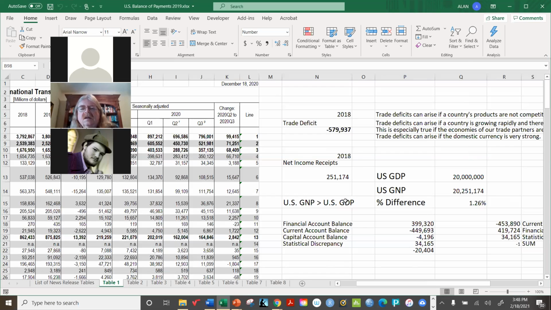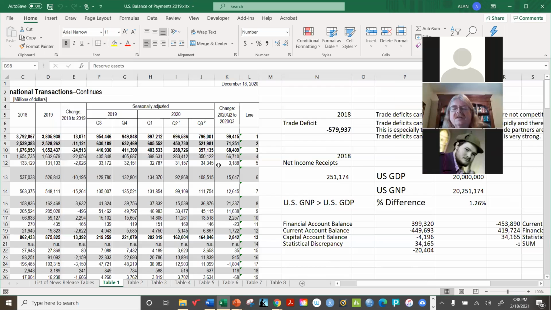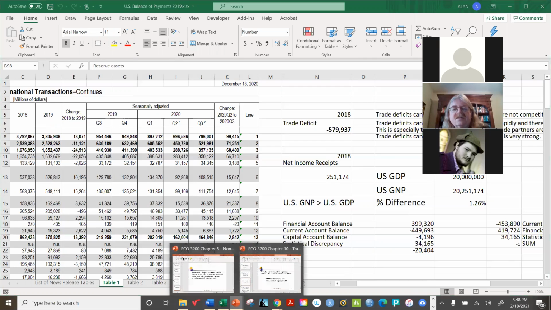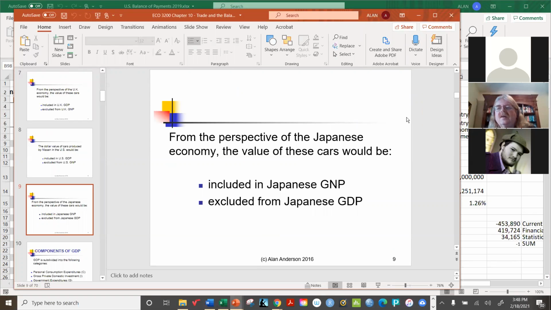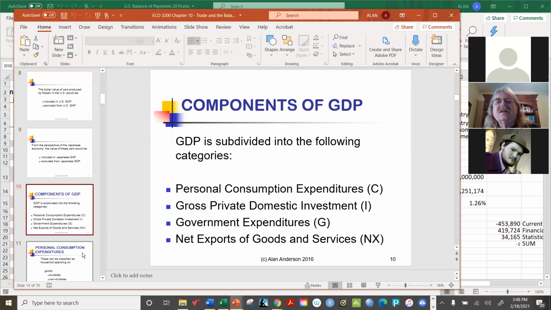And so you can see the difference is not very big, but for some countries, the difference can be quite considerable. So, it matters a great deal which one you consider to be the measure of national income or national output. All right, now, the components of GDP. The government breaks up GDP into four basic categories. Everything that's produced in the United States is considered to be in one of these categories.